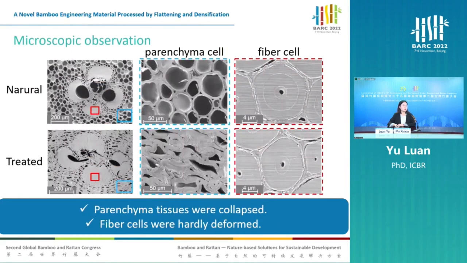The microscopy observation showed that the porous bamboo structure became dense, and the lumen volume of parenchyma tissues greatly reduced, and even some parenchyma cells were completely collapsed. However, the fiber cells with thick wall were hardly deformed.